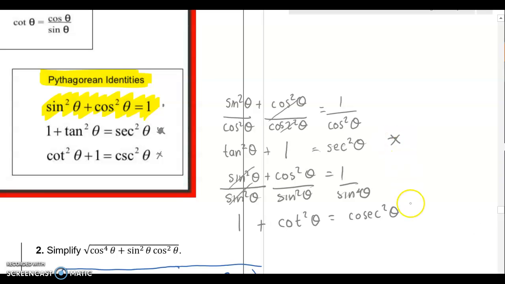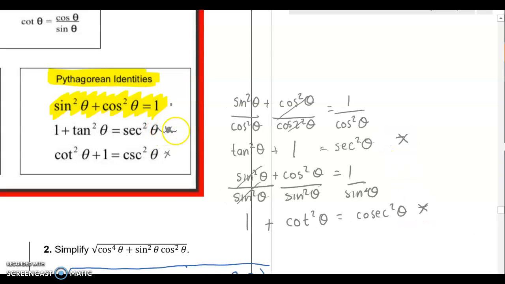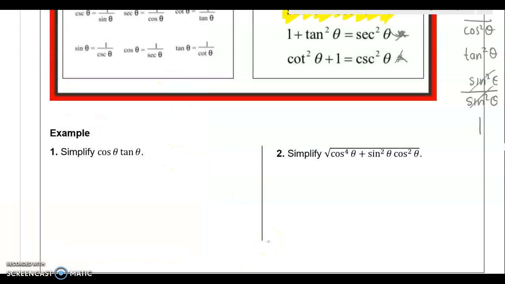So these two terms here are our two over here that we just need to divide through to be able to work out. Okay, let's go and use all of those things that we've just gone through and see if we can simplify some trig equations. So, example number 1, it says simplify cos theta on tan theta.